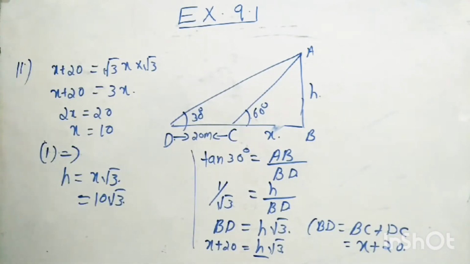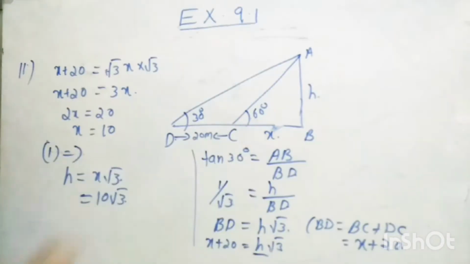Therefore, the height of the tower is 10 root 3 meters and the width of the canal is 10 meters. The width of the canal represents our BC, and that is 10 meters.